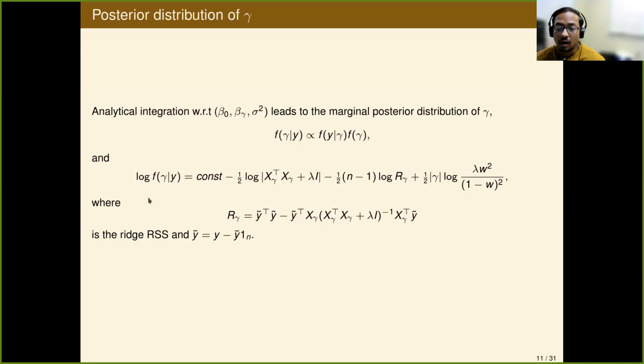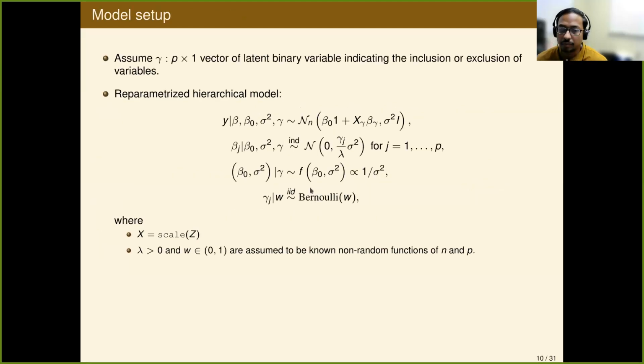All right. So actually, the posterior distribution of gamma is available up to a normalizing constant in an analytic form. So the log unnormalized posterior distribution is a constant minus half of the log determinant of the matrix X transpose gamma X gamma plus lambda I, minus half n minus 1 log R lambda, where R lambda is the ridge regularized residual sum of squares. And then there's this penalty part, the part arising out of the model size penalty. So in this approach, the effect sizes are penalized through the normal prior with the penalty parameter lambda, and the model sizes are penalized through the prior inclusion probability, so this Bernoulli prior.